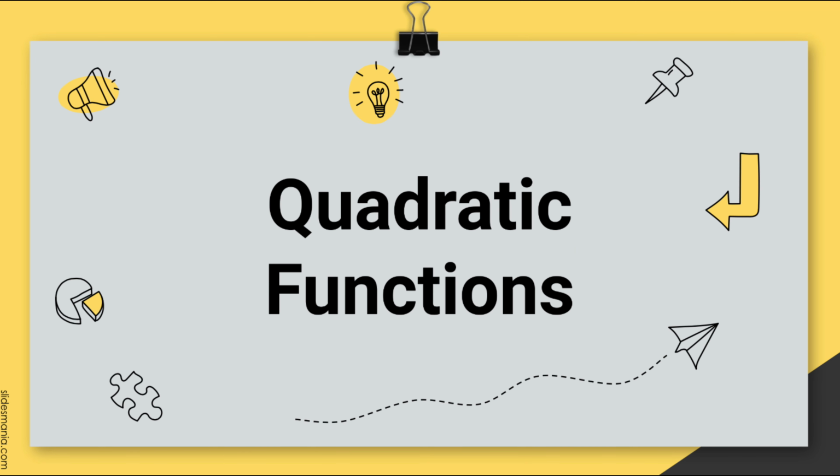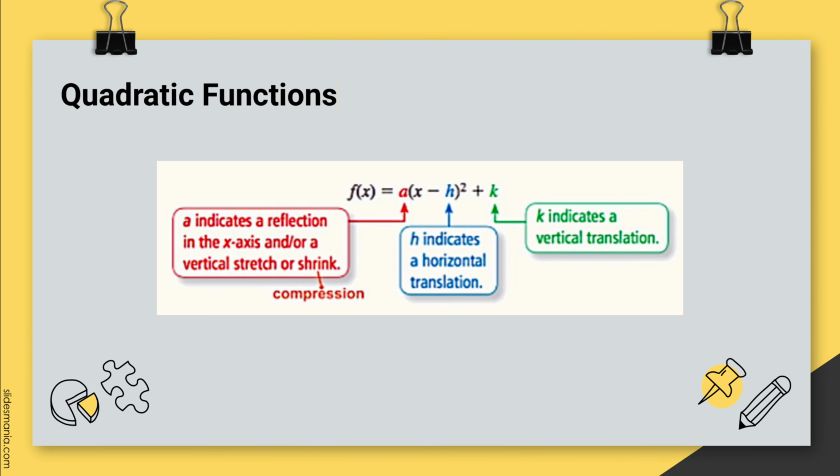Hi, I'm Yushen, and I'm going to talk about the quadratic functions. Here is the equation that we normally use for the quadratic functions, which is f(x) = a(x - h)^2 + k. The a indicates the reflection in the x-axis or vertical stretch or compression. The h indicates the horizontal translation, and the k indicates the vertical translation.